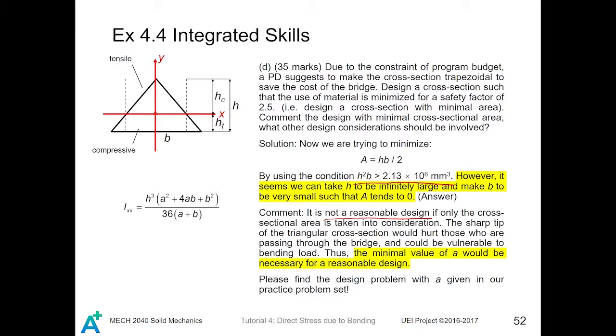One reason is that if we only take the cross-sectional area into consideration, that is, we try to make the area very small, then you will get a cross-section that looks like this. You're crazy? As an engineer, you design such a cross-section? Still remember how Yi Guangsu passed through this bridge? He is just riding on this bridge. If you give him such a bridge, then yeah, tragedy happens, right? The sharp tip of the triangular cross-section will immediately kill him.